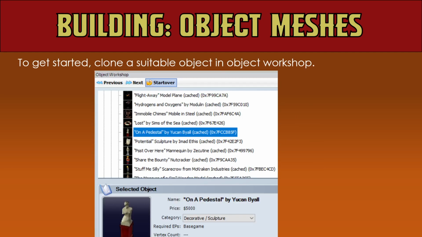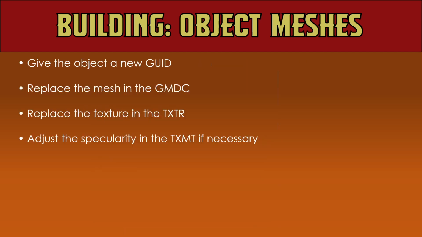So, building an object mesh. This should be old hat if you followed along on any of my object building workshops, but essentially we just select the correct type of object. In the example that I gave, we're doing a 2x2 deco object, the beehive. So just select that. We clone it. Then we give it the new GUID. We replace the mesh in the GMDC. We replace the TXTR. And if necessary, we tweak the TXMT so that it's not shiny.